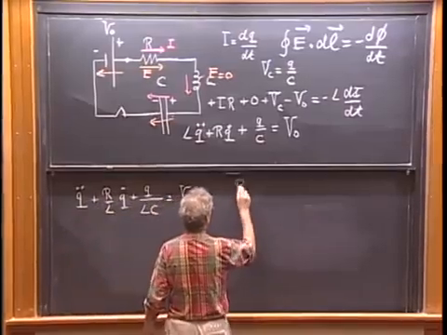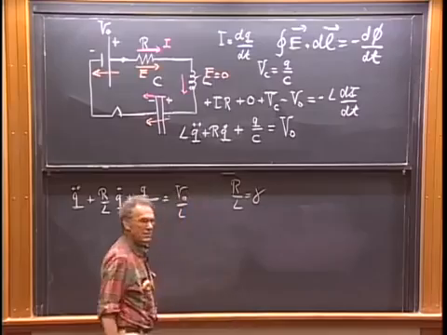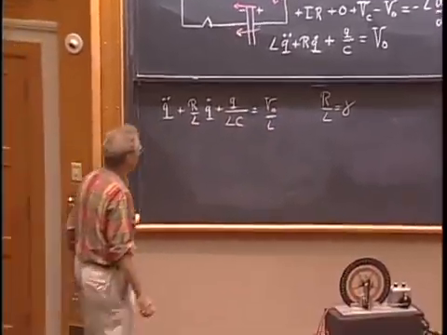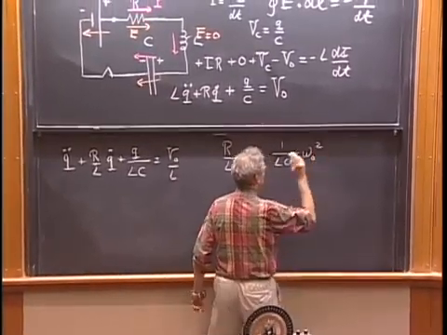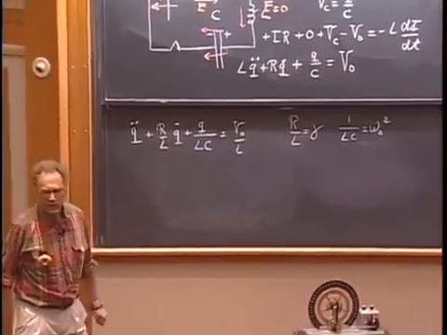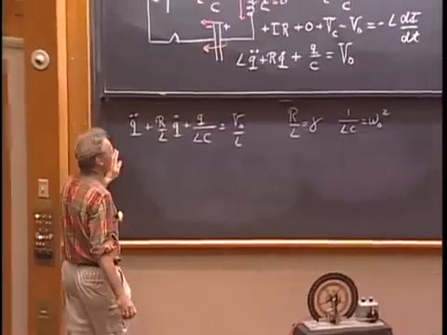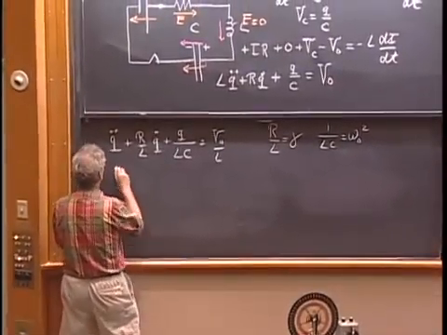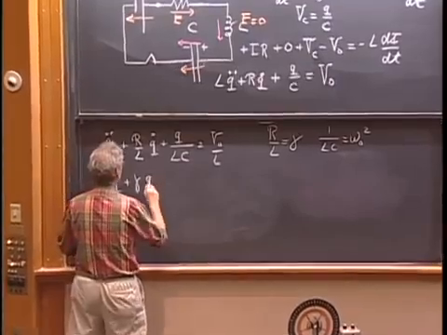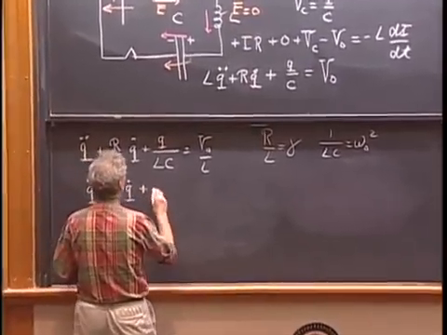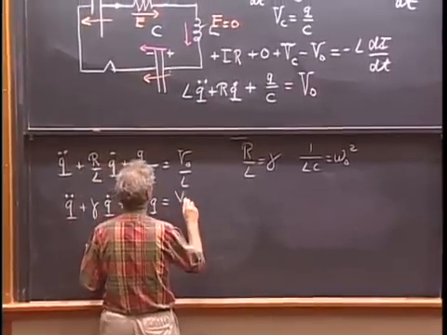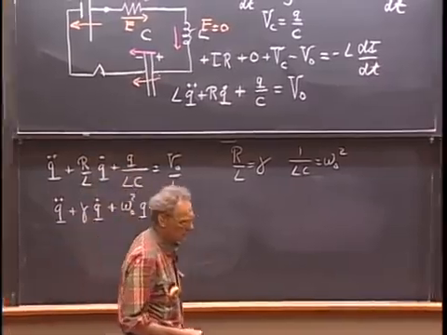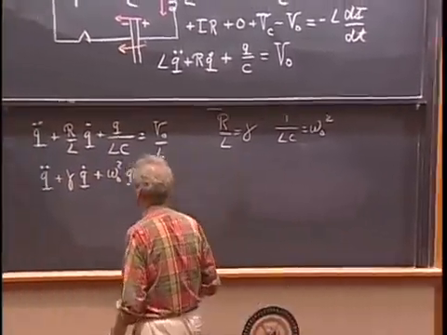I'm going to replace R over L by gamma. You will see very shortly why we do that. And 1 over LC is omega 0 squared. And when we do that, we get an equation which is almost identical to the one we had on the blackboard for the spring. We get Q double dot plus gamma times Q dot plus omega 0 squared times Q equals V0 divided by L. And now we have to solve this differential equation.